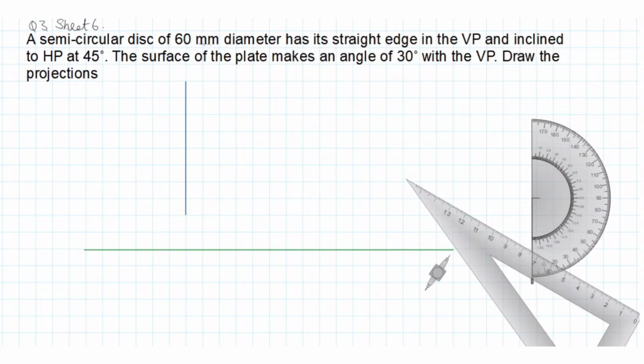To draw the disc, I will use the compass. This will be its center, and this will be the radius, and we will draw the semicircle like this. Then we will divide the semicircle into equal parts. For that, we will place the compass at one end of the diameter, and with the same radius, we will make a mark here. Then we will place it at the other end and make a mark here.